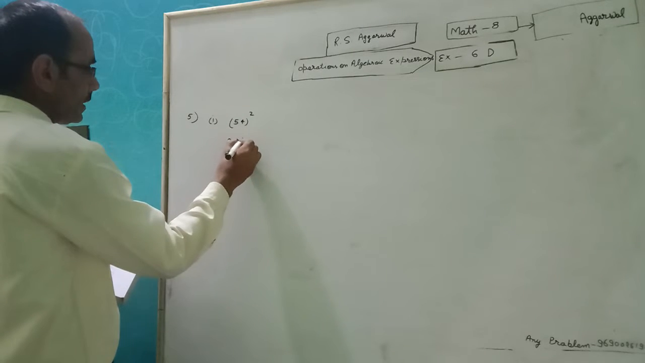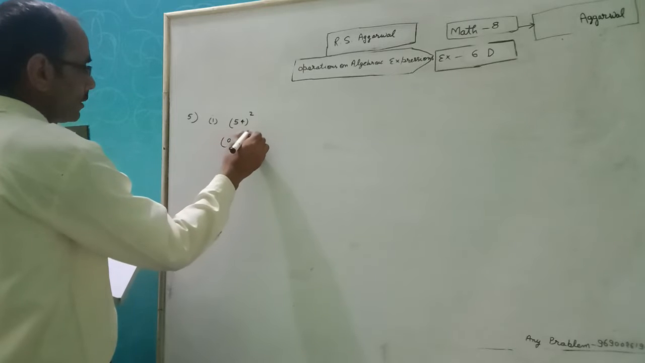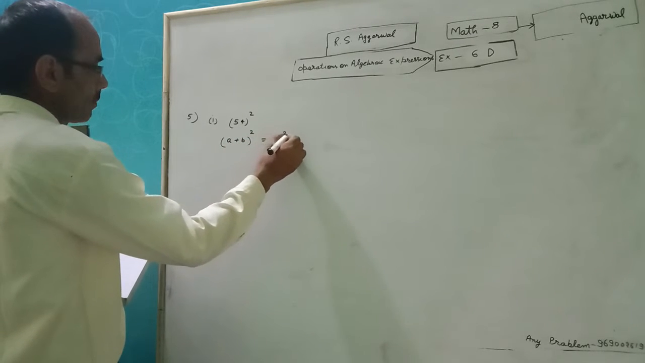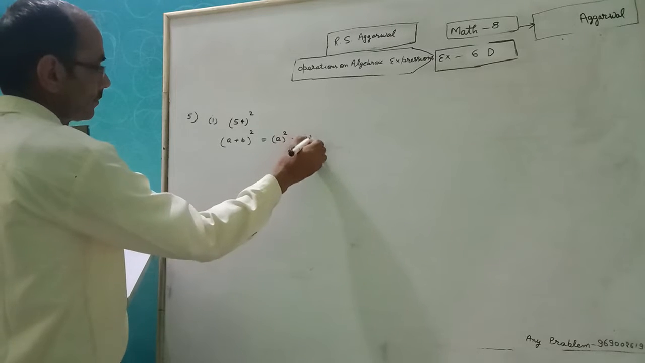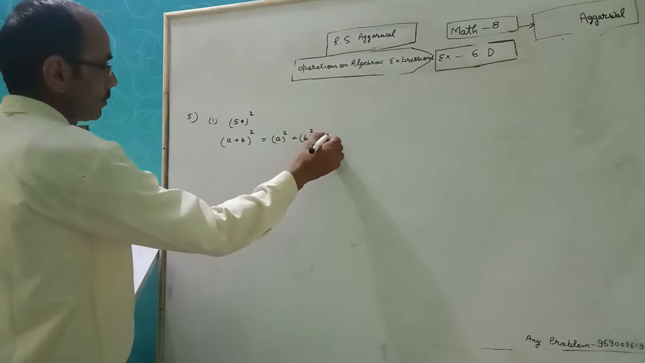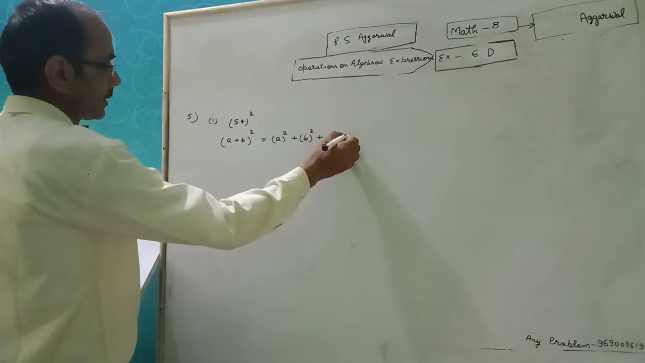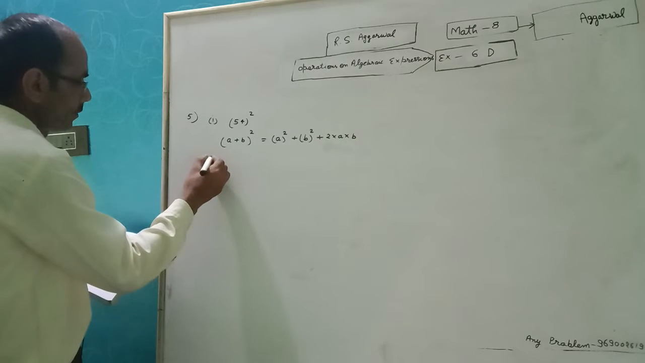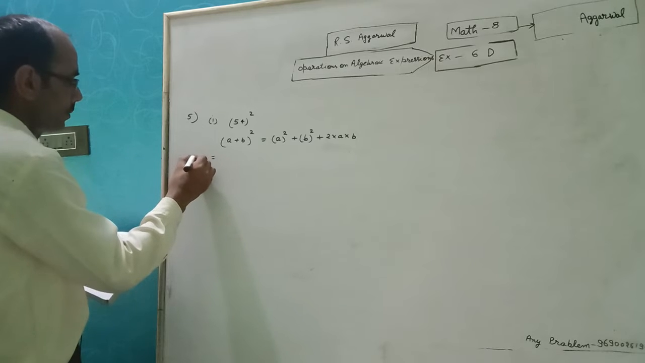A plus B whole square is A square plus B square plus 2 into A into B. That is the formula. We find the value of 54 square.